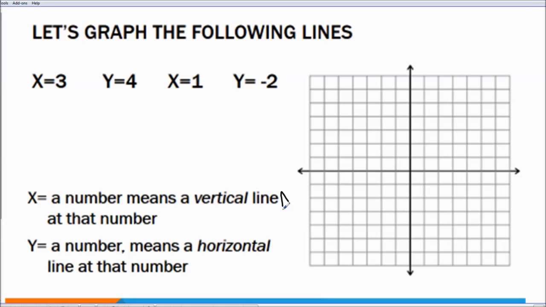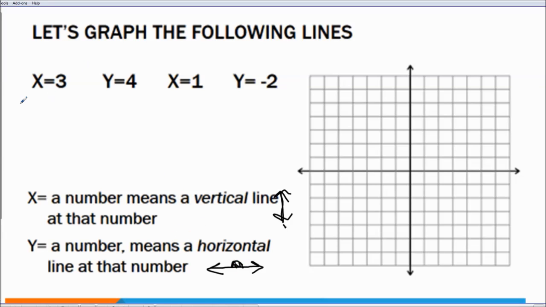Now if you forget what that means, it means straight up and down. If it says y equals a number, like this example, y equals 4, that means it's a horizontal line. If you forget that, it's like the horizon. Horizon goes left and right. It's where the sun sets. So maybe the little sun is setting right there. Bye, little sun. See ya.